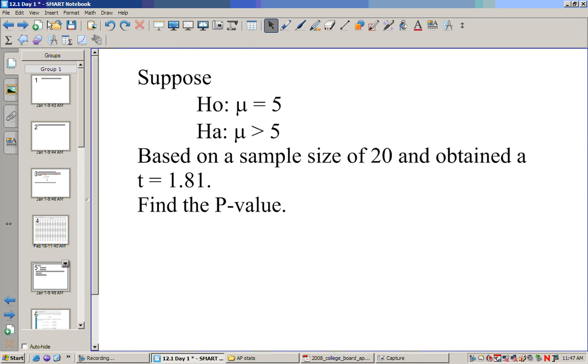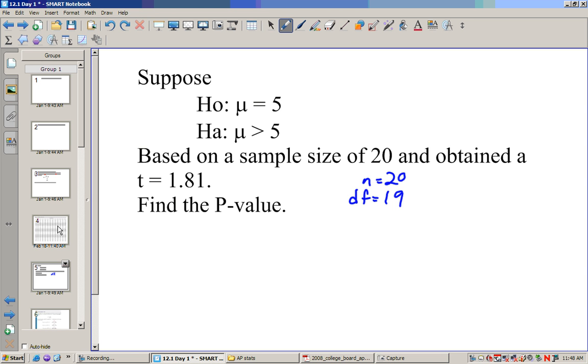All right, so suppose we have a null hypothesis where the mean is 5 and the alternative hypothesis the mean is greater than 5. Based on a sample size of 20, we obtain the t-value of 1.8. Let's find the p-value. All right, so our t-value is 1.8. Since our n is equal to 20, our degree of freedom is n minus 1, which is 19.